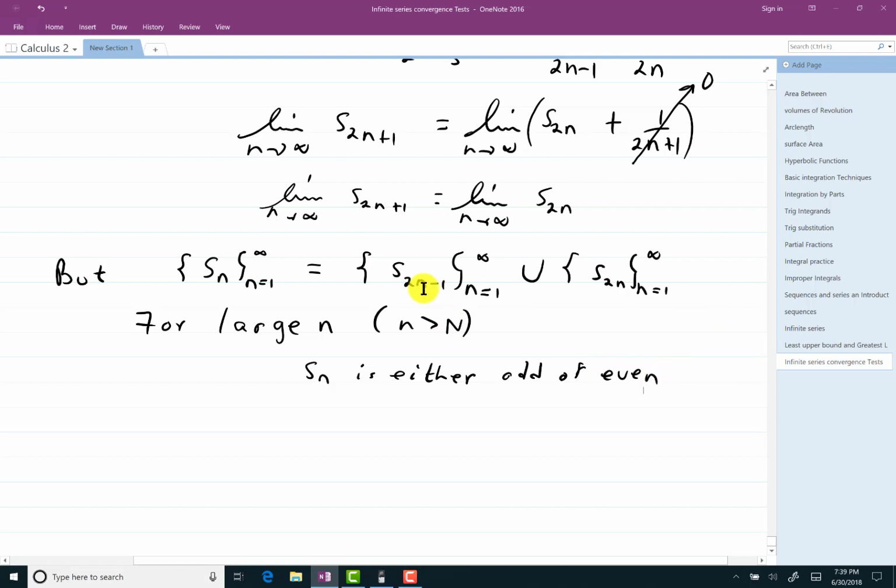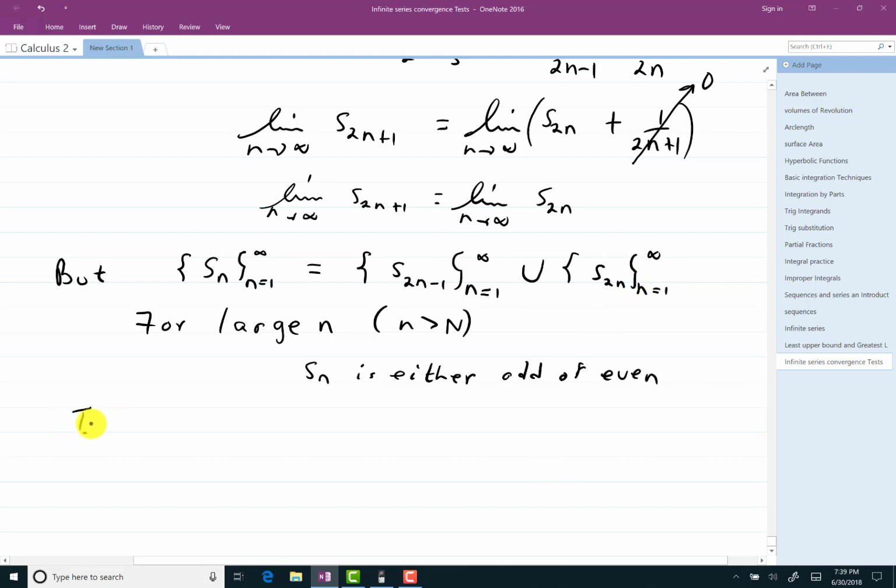Well, if this thing is going to some limit, and this thing is going to the same limit, what does that say about this thing? Well, if this is going to a certain limit, that means that our values are getting close to the limit value. The odd numbers are getting close to the limit value. But here the even values are also getting close to the limit value.